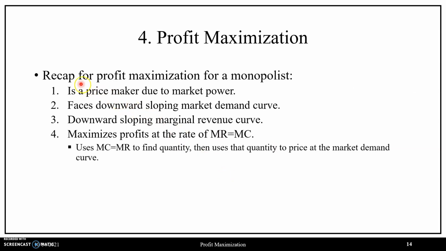Lastly, to recap the profit maximization process for a monopolist: the monopolist is a price maker due to market power. They face a downward sloping market demand curve in terms of their pricing decision, due to their price making behavior and being the sole firm in the space. As a result, they have a downward sloping marginal revenue curve that's below the market demand curve. They maximize profits when marginal revenue is equal to marginal cost, in which they use this condition to find the quantity level, from which they use that quantity level on the market demand curve in order to find their price point.